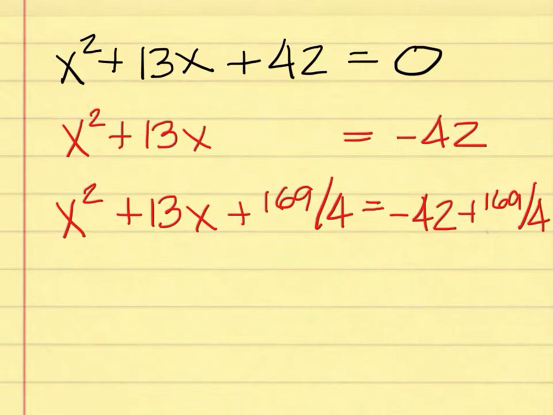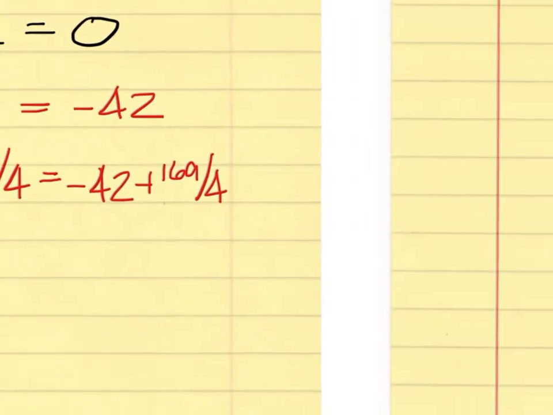What is my next step, Carver? You have to do the right side of the equal sign. That's right. We have to simplify the right-hand side. So that's negative 42 plus 169 over 4.